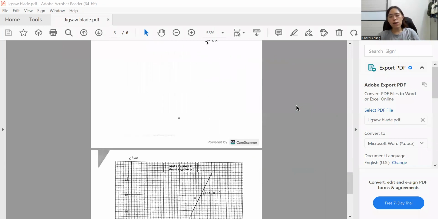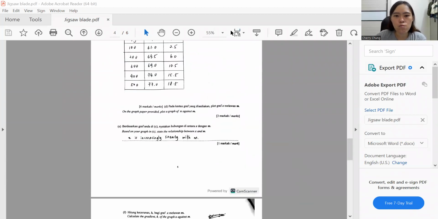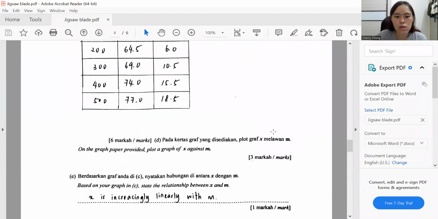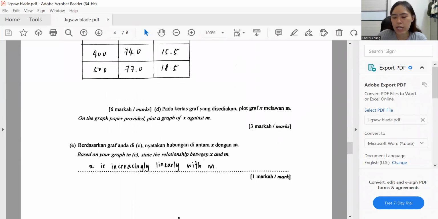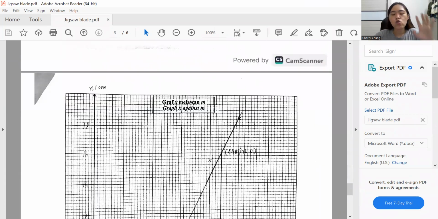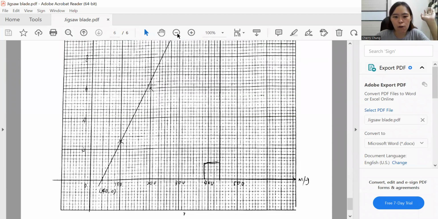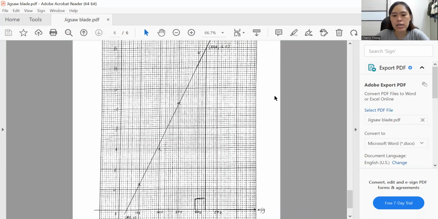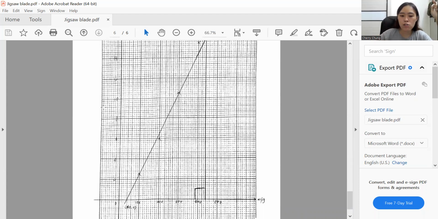Okay, and after that, they will ask you, based on your graph, state the relationship between x and m. So you have to base on your own graph. Sometimes you say, oh teacher, for example Hooke's law, we know that the concept is directly proportional, but here the question has stated based on your graph. So you have to base on the graph that you have drawn to identify the relationship. As you can see here, my graph, I didn't pass through the origin.